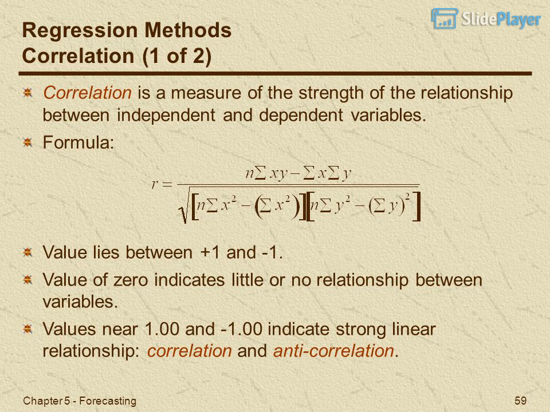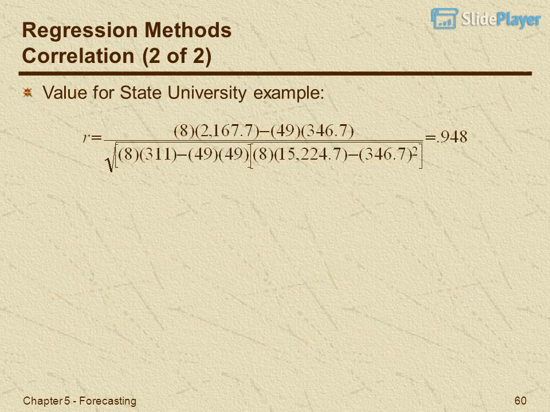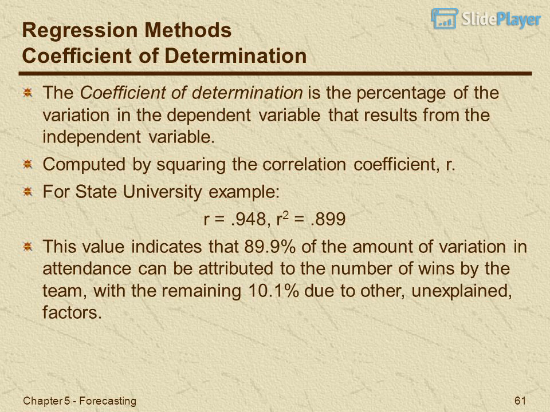Chapter 5, Forecasting. Regression methods. Correlation, 2 of 2. Value for State University. Example. Coefficient of determination.